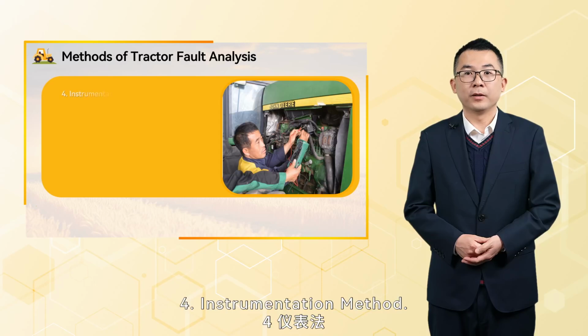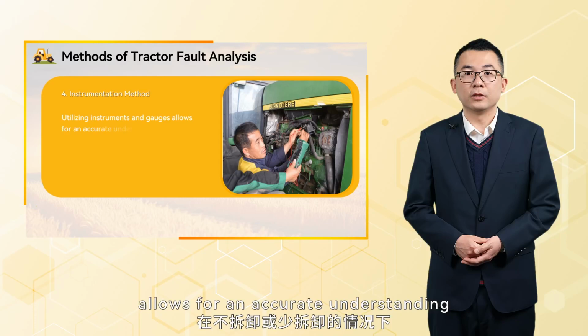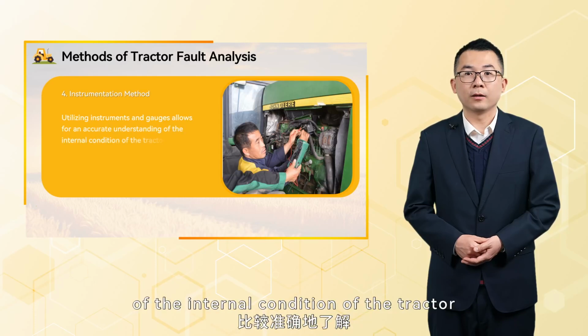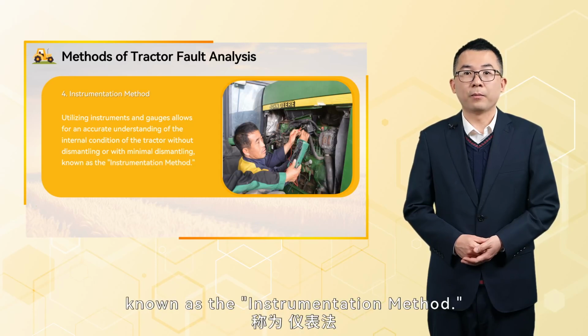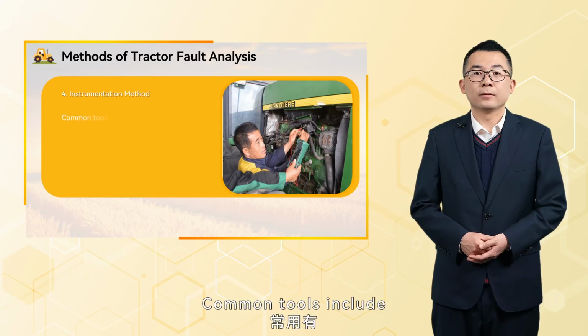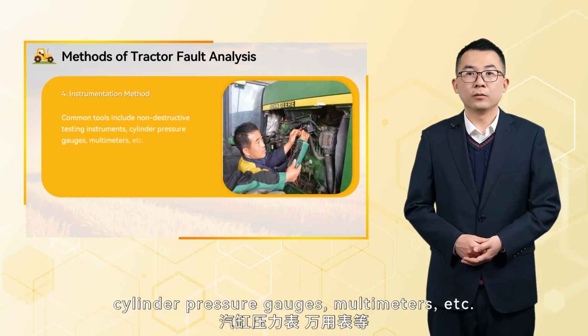4. Instrumentation method. Utilizing instruments and gauges allows for an accurate understanding of the internal condition of the tractor without dismantling or with minimal dismantling, known as the instrumentation method. Common tools include non-destructive testing instruments, cylinder pressure gauges, multimeters, etc.